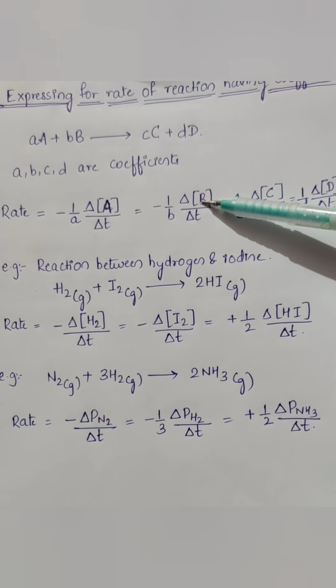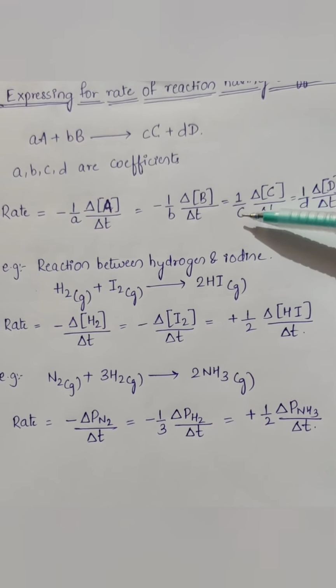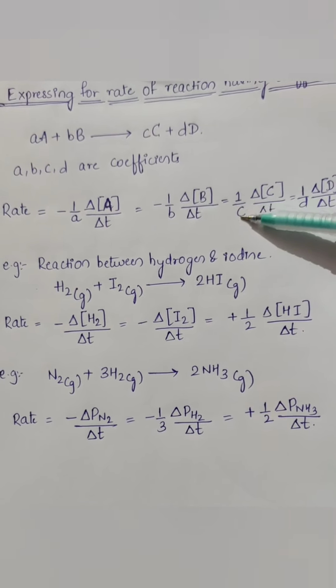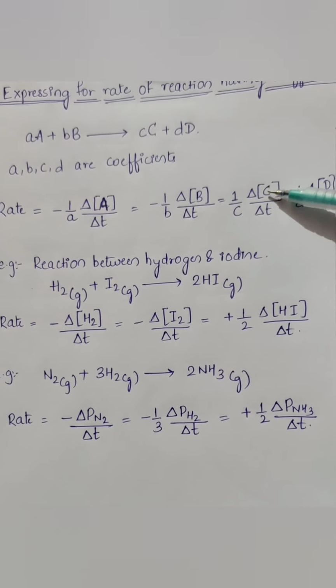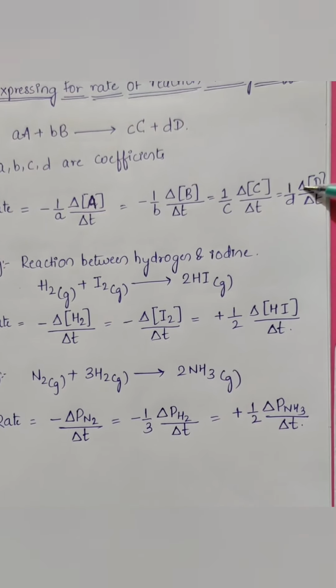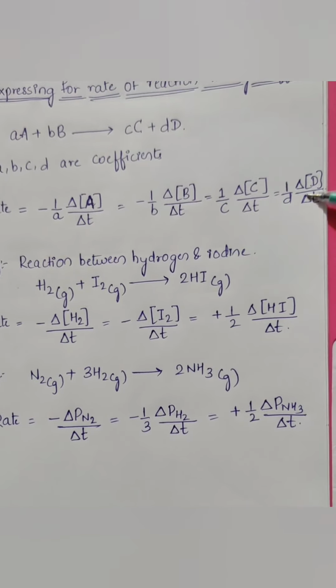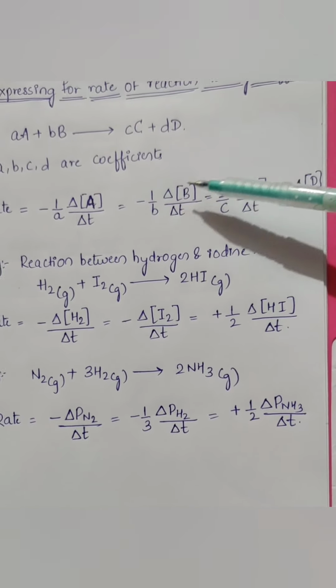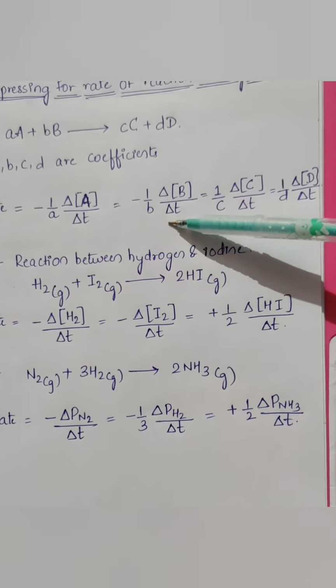change in concentration of B over change in time, is equal to 1 upon c, where c is the stoichiometric coefficient, change in molar concentration of C over delta t, is equal to 1 upon d, change in molar concentration of D over change in time. Now for the product side I have not written the minus sign. Only on the reactant side am I supposed to write the negative sign.